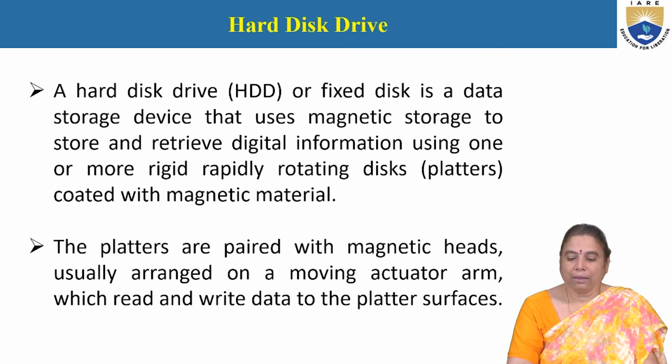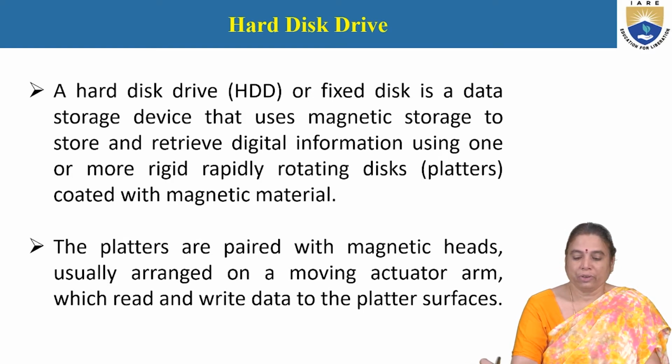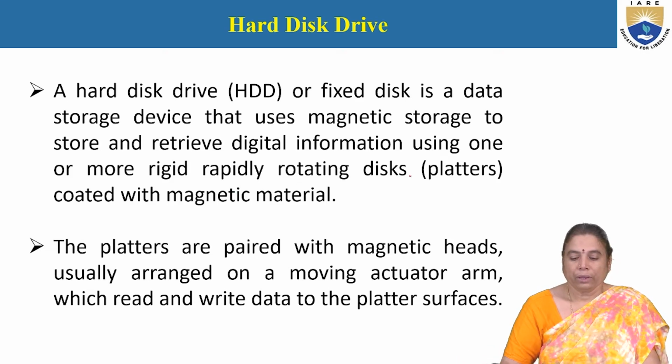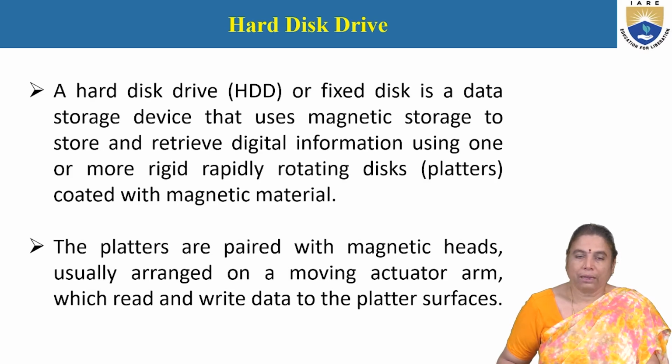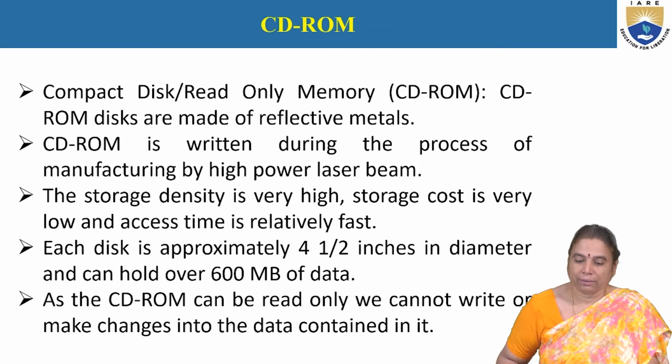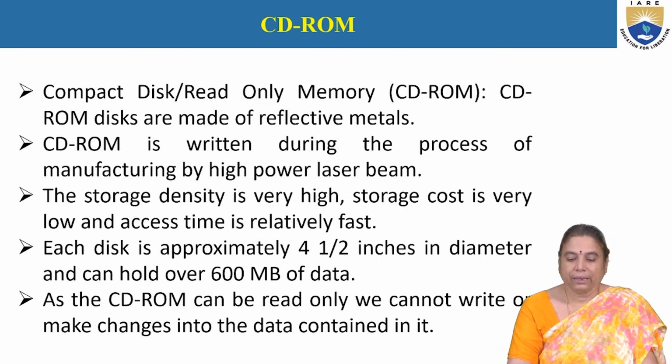Hard disk drive or fixed disk is a data storage device, and it is popularly used as a secondary storage device in most computers. It uses magnetic storage to store and retrieve digital information using one or more rotating disks. So here, a magnetic disk drive can have large volumes of storage, and it is a popularly used auxiliary storage device.